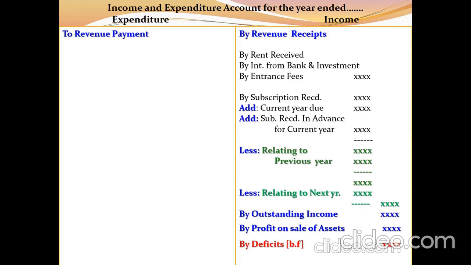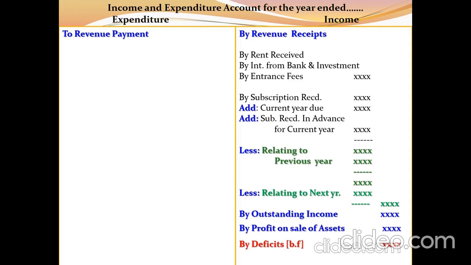Profit on sale of old assets. Already I told you, when you sell some old assets, it is of a capital nature. You need not record the sale of assets in the income and expenditure account. At the same time, when you sell the old assets, there is a possibility of getting profit or loss. How can you calculate the profit or loss? Just compare the sale value and book value as on the date of sale. You can find out the profit or loss on sale. So if there is a profit, enter the income side. If it is a loss, enter the expenditure side.